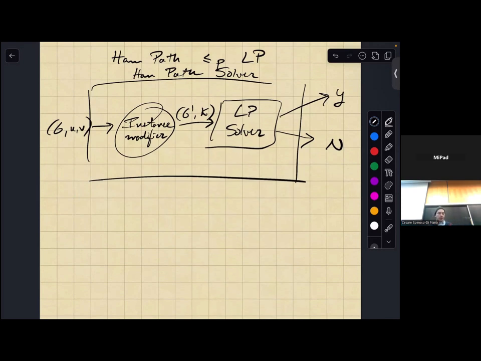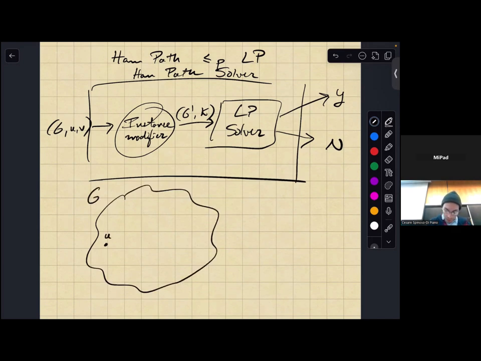Whenever you don't really know how to start a reduction, the best thing to do is to modify as few things as possible and see why things go wrong. For instance, suppose I have a graph G and two vertices U and V, and I want to know if there's a Hamiltonian path from U to V. Let me just not modify G, so let's say that G prime is G.